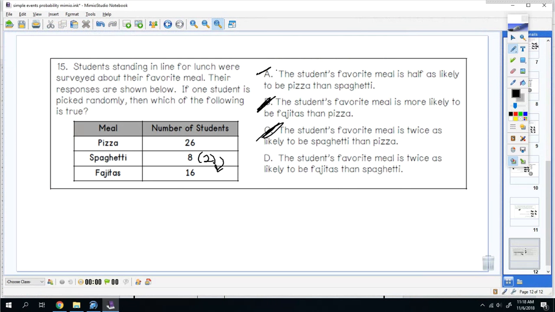So this was a quick rendition of simple probability. And again, it's called simple for a reason. Find your total and put the amount you're looking for on top.